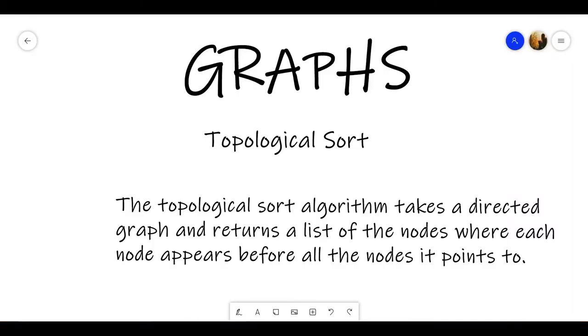Next up is topological sort. Topological sort basically works with a directed graph where it returns the nodes in an order. For example, if node A is pointing to node B, then node A will be printed first, then node B. So this algorithm is used to return the ordering of nodes in a list. Let's take an example.